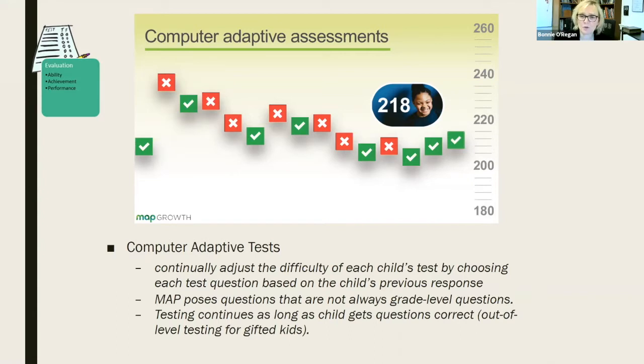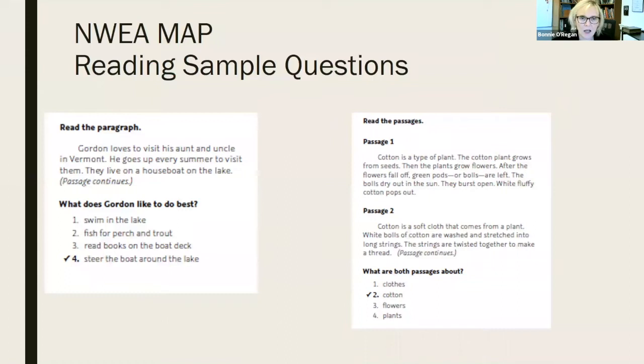The MAP poses questions that are not always grade level questions. They will be above grade level. And the testing continues as students get the questions correct. So you can see here this student gets a question correct, gets a harder question, then it modifies and goes up and down. These are untimed, and the entire test generally takes approximately 40 minutes on average.